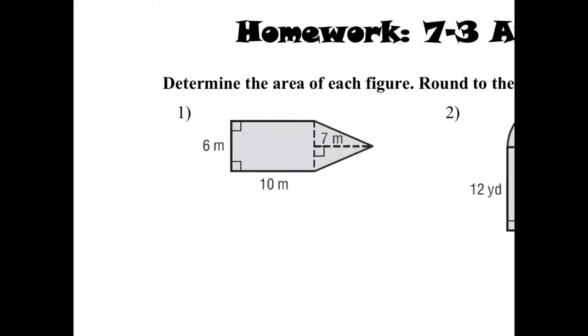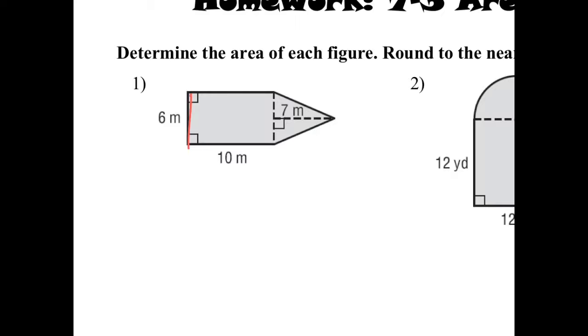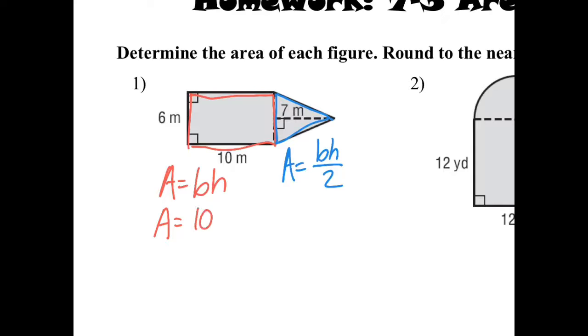We're going to go through and take a look at these. We're going to figure out what our formulas are first. So the area of that rectangle is going to be area equals base times height. This triangle, the formula for a triangle is area equals base times height divided by 2. Now I'm going to go and start working through some of these. On the rectangle, we have a base of 10 and a height of 6. And when we multiply those, we have an area of 60.